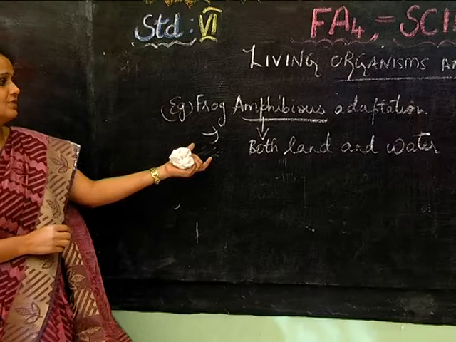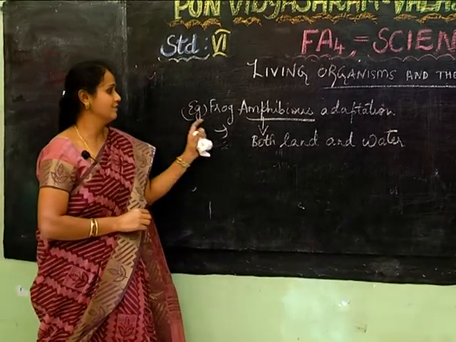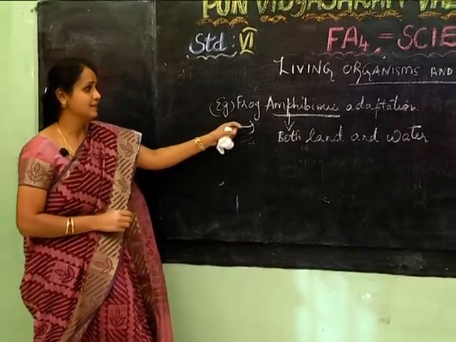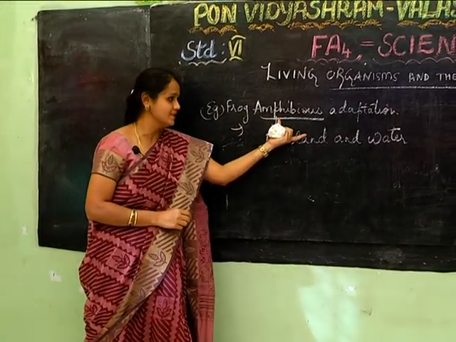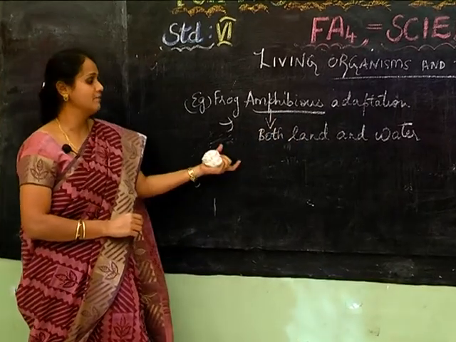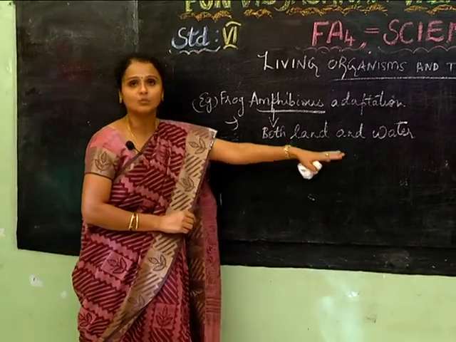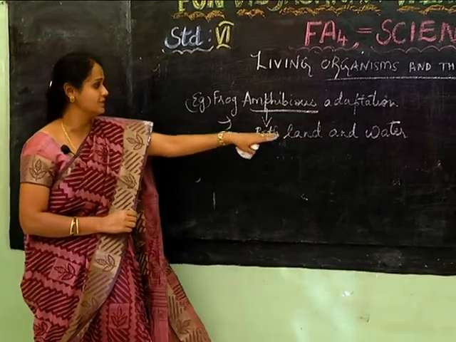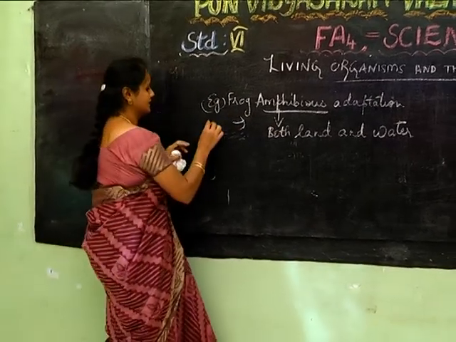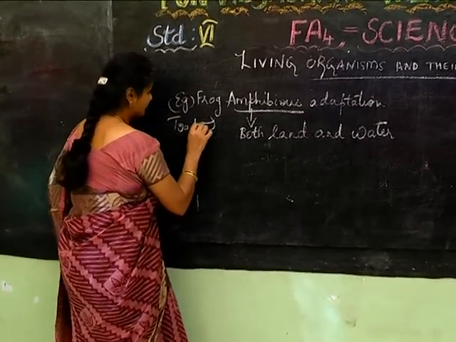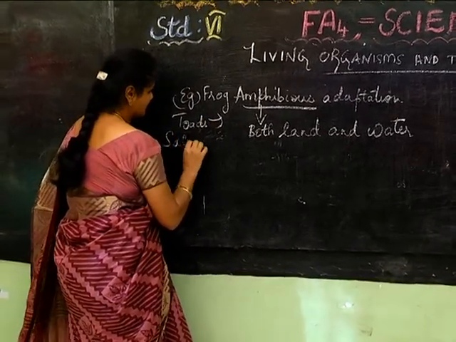Next we shall move on to the amphibious adaptation. Here we are going to take the example of a frog. The definition for amphibious is animals which are able to live on both land and water. We call it amphibious adaptation. Example is frog. Other than that, toads and salamanders.